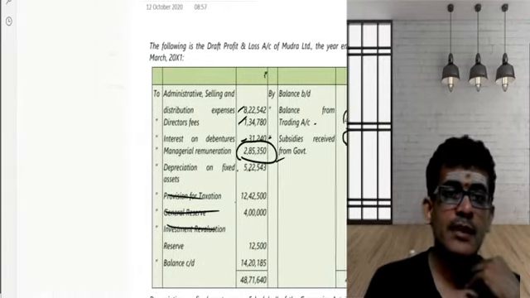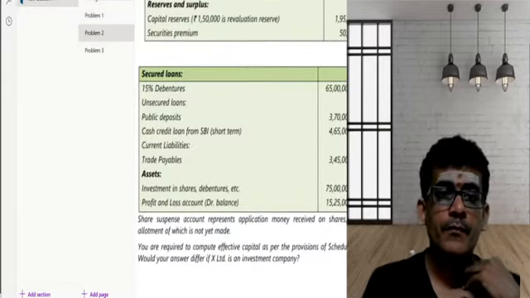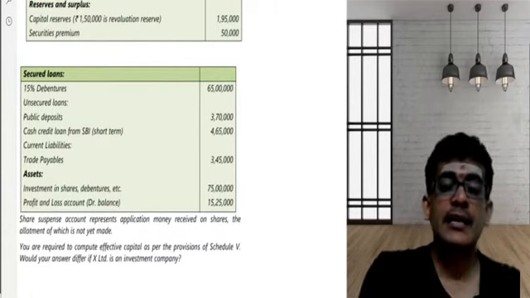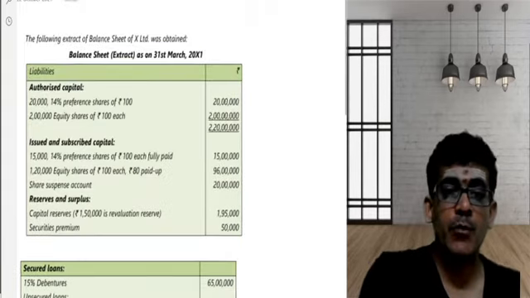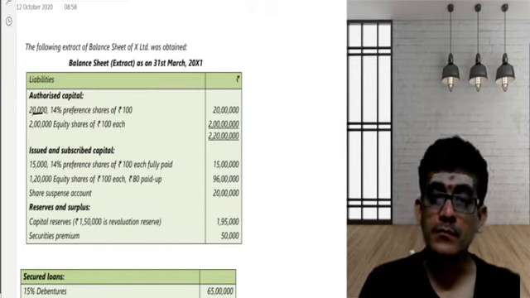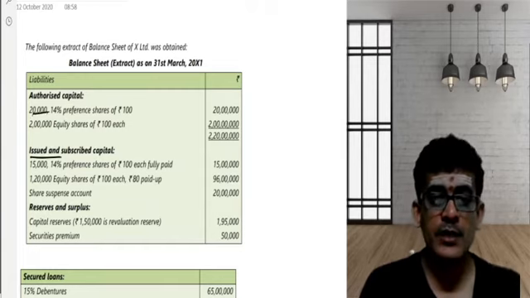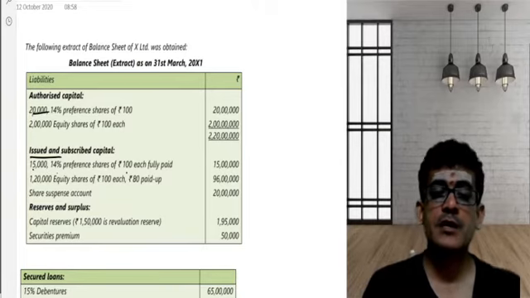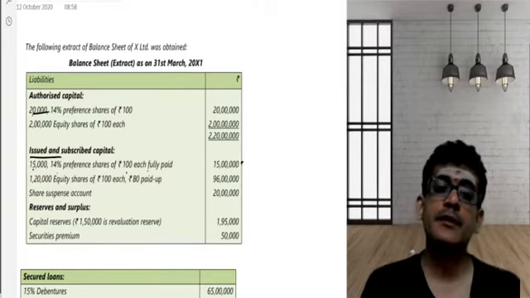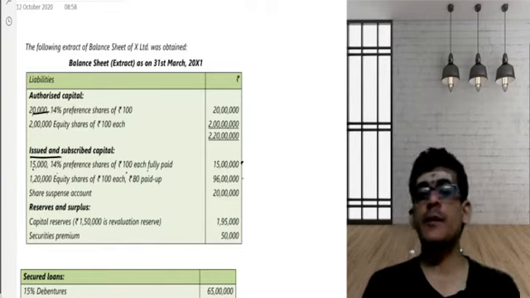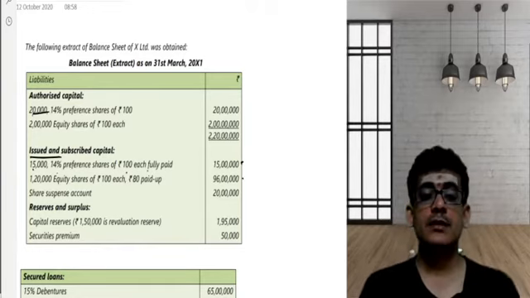Now, let us quickly move on to the second problem. The second problem is again purely based upon calculation of managerial remuneration. Let us see what this problem is about. Balance sheet is given. Authorized capital, issued and subscribed capital: 15,000, 14% preference shares of rupees 100 each, fully paid up. So paid up capital is 15 lakhs. 1,20,000 equity shares of rupees 100 each, 80 paid up. So the paid up capital is 96 lakhs.